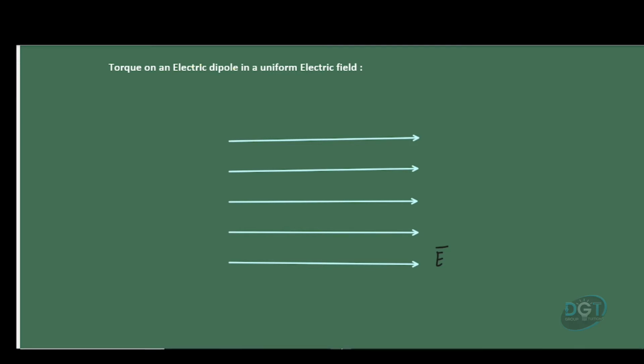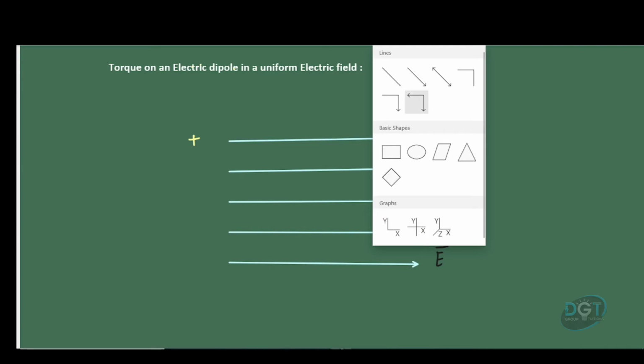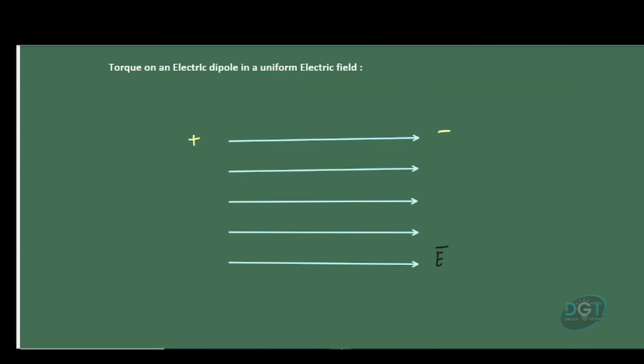Now since these lines go from left to right, this must be the positive terminal on the left side and this must be the negative terminal on the right side, as electric field lines move from positive to negative terminal, meaning they start from positive and end at negative terminal. And now suppose there is an electric dipole inside this uniform field, somewhat like this.